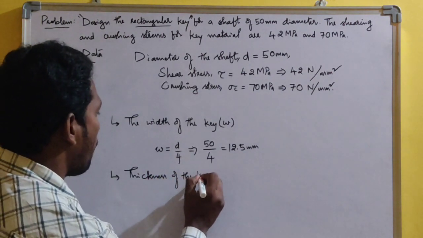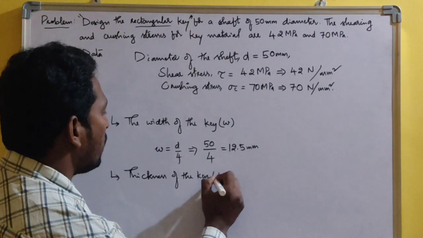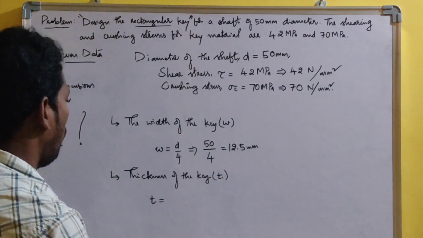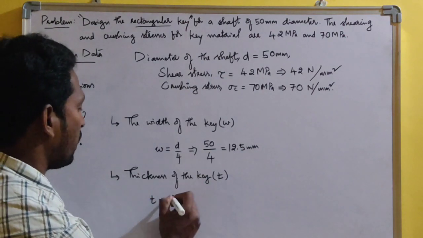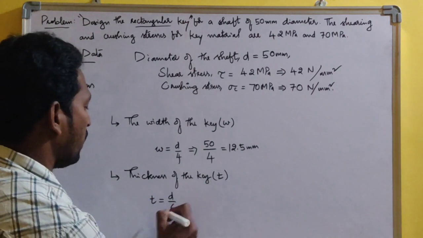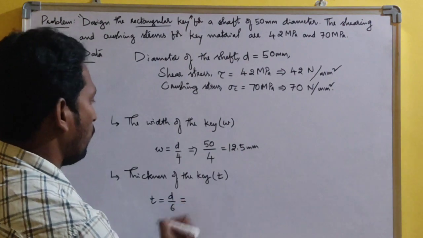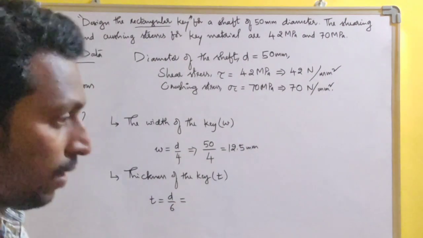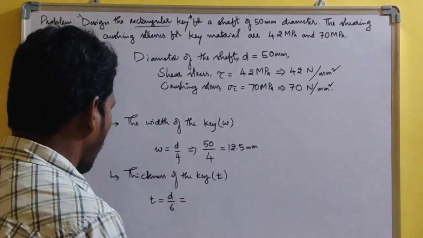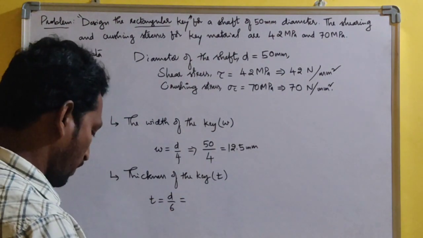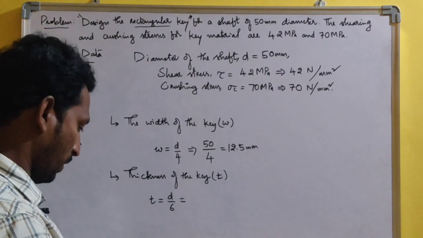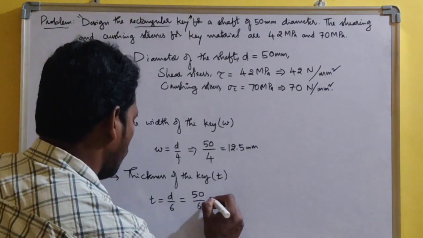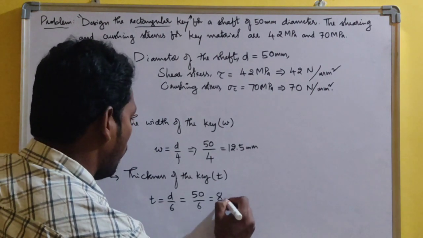Thickness of the key is equal to small t. We know the proportion for finding out the thickness is equal to d by 6. So now find the value of this thickness, that is 50 divided by 6. So 50 divided by 6, that value is 8.3 mm.